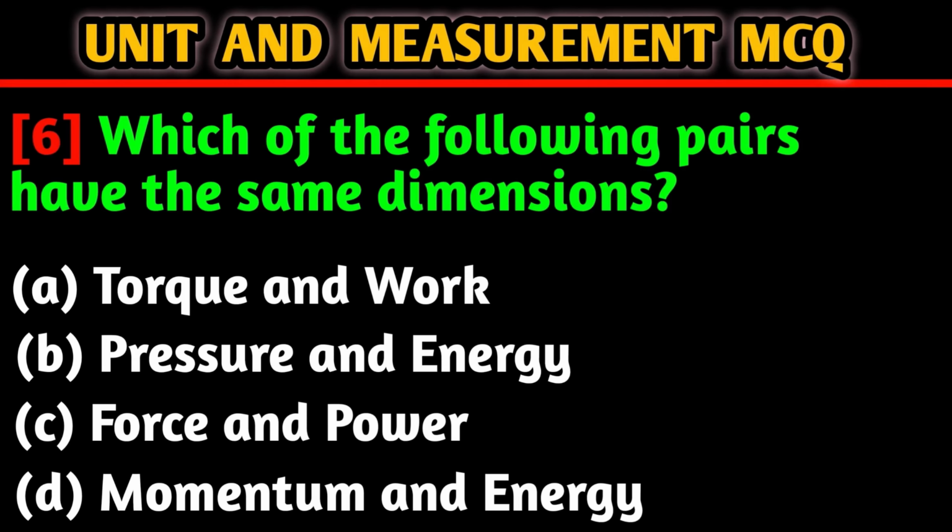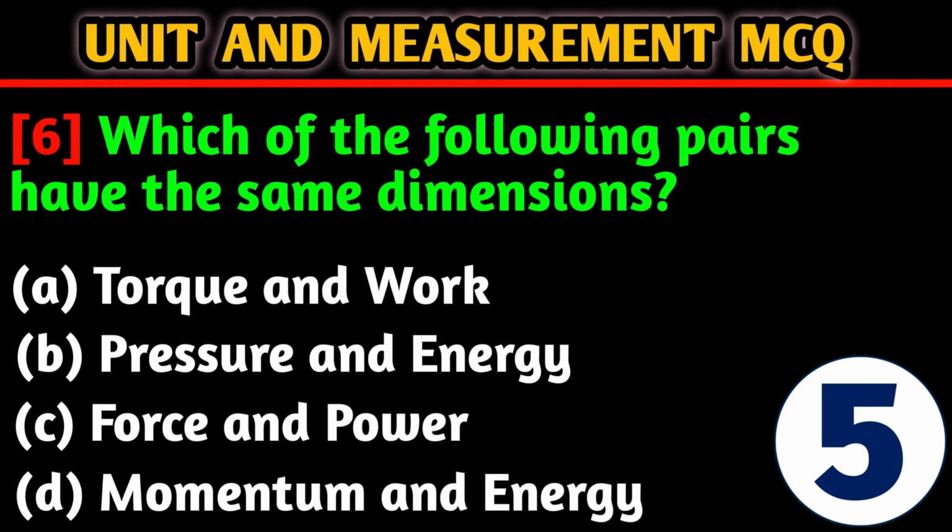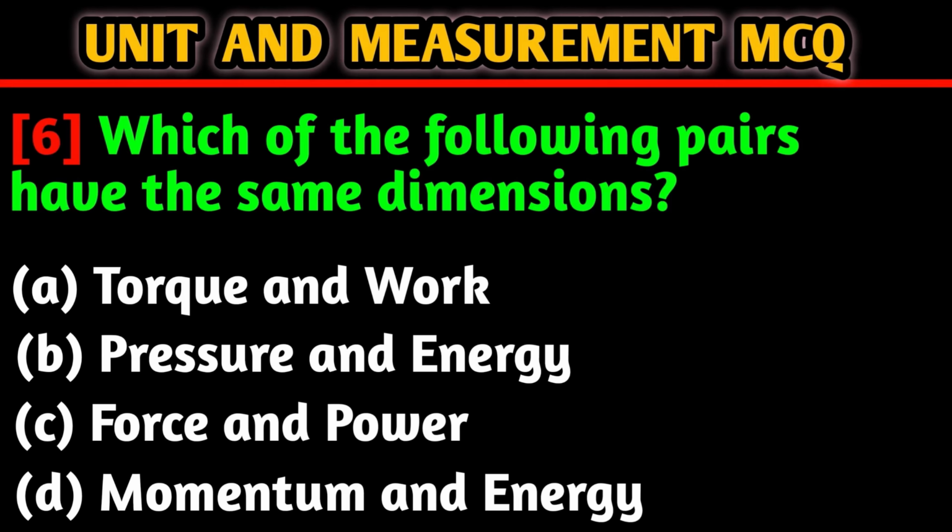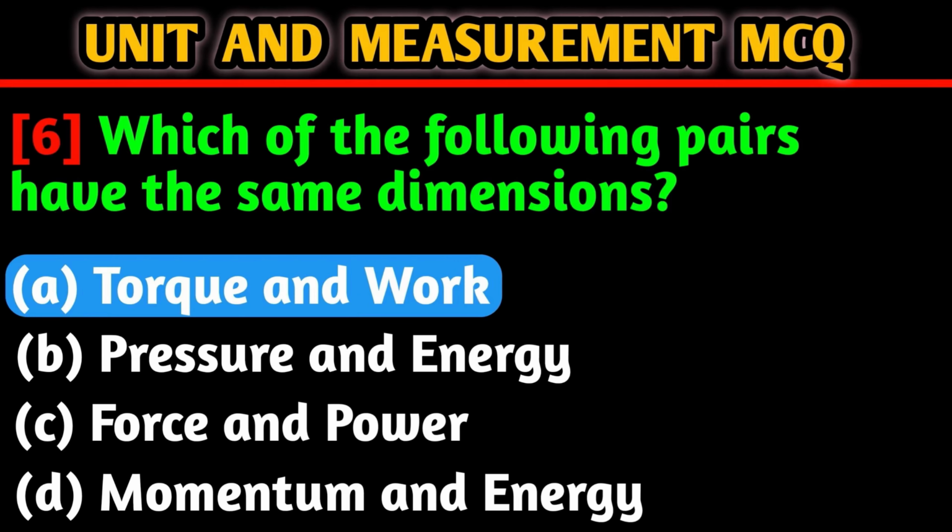Question number 6. Which of the following pairs have the same dimensions? Option A, torque and work. Option B, pressure and energy. Option C, force and power. Option D, momentum and energy. And the right answer is option A, torque and work.